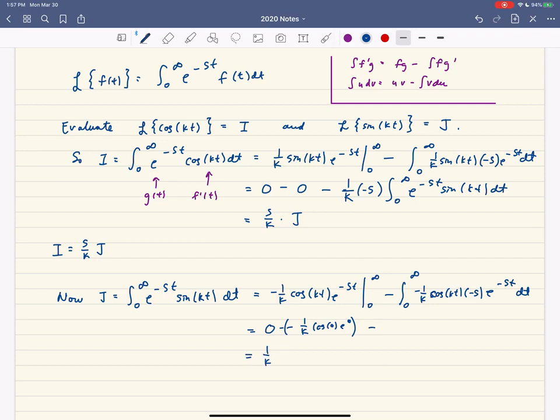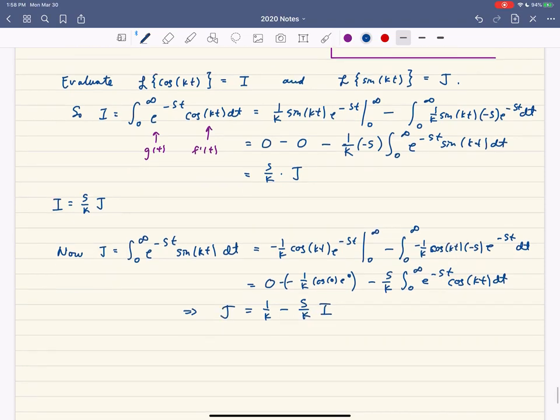Okay, and for this middle part, we're going to have negative 1 over k and minus s. Those signs are going to cancel. This is going to be minus s over k times the integral from 0 to infinity of e to the negative st cosine of kt dt. So that means that j is equal to 1 over k minus s over k times I. And what we can do now is combine our two formulas for I and j into a single formula.